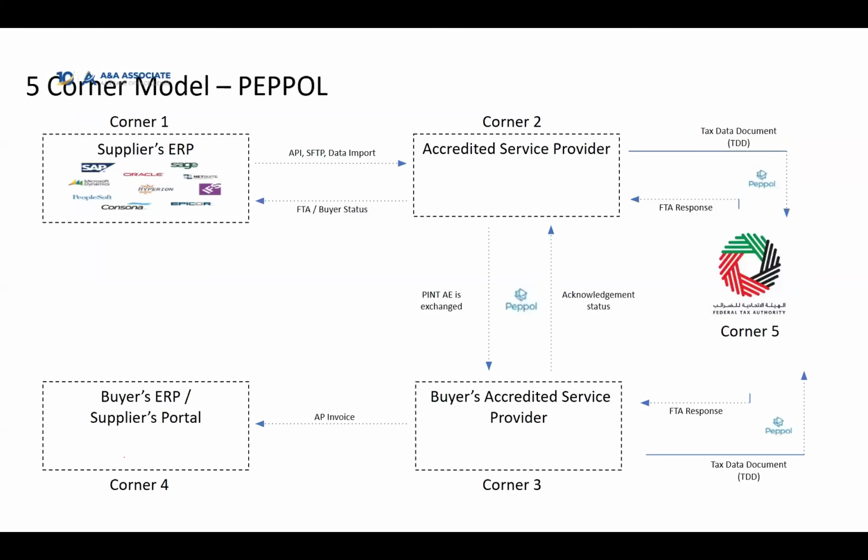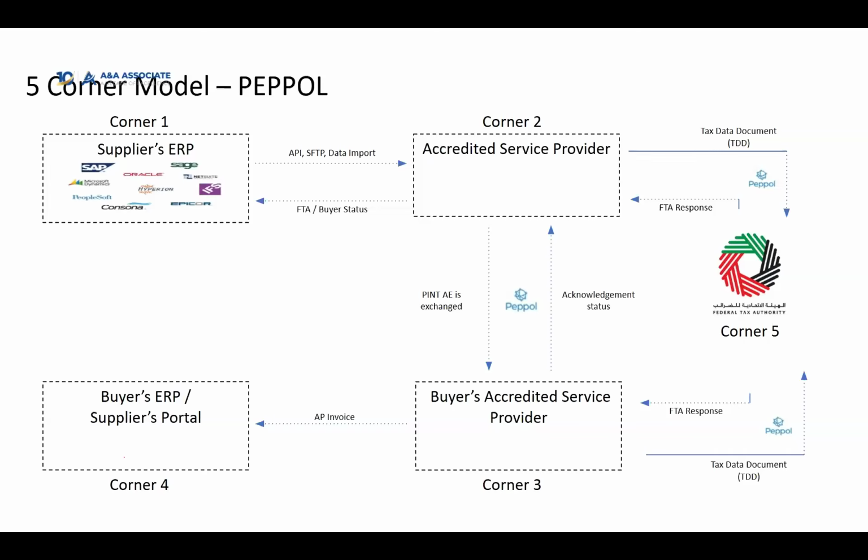Moving on. Now, this is one of the key concepts about e-invoicing. In this particular slide, we will be talking about how the flow of invoices will be right from stage one, that means corner one, till the corner five. So as you can see in the slide, we have 5 main corners. The first 2 corners pertain to the supplier, wherein we'll have the supplier's ERP software and the supplier's accredited service provider. While corner 3 and corner 4 pertain to the buyer and the buyer's ASP, and corner 5 will be the Federal Tax Authority.